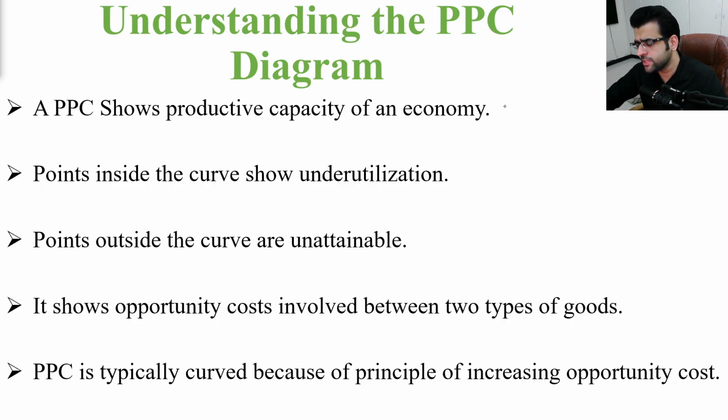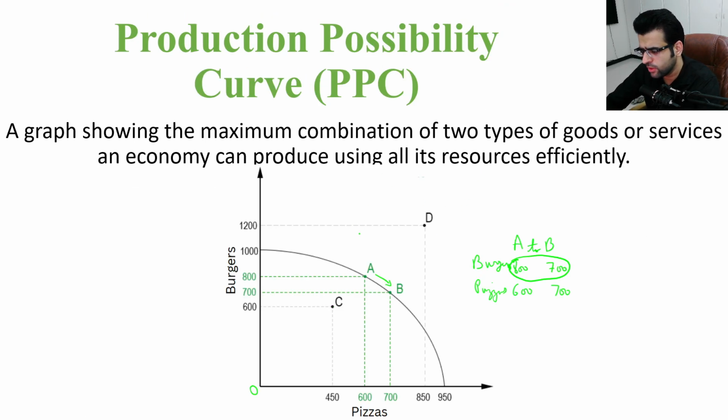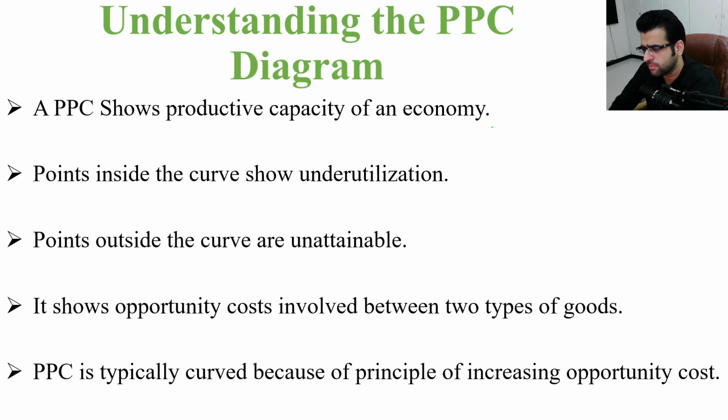Let's understand the PPC diagram. A PPC shows productive capacity of an economy. If we are producing at any point on the PPC, it shows our maximum productive capacity. So a PPC shows the maximum productive capacity of an economy.